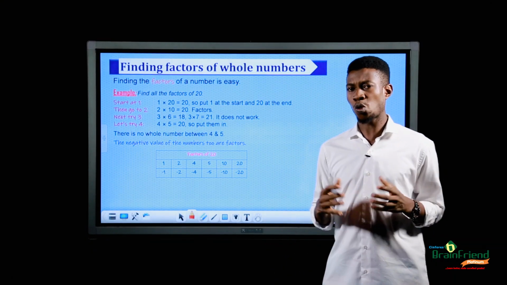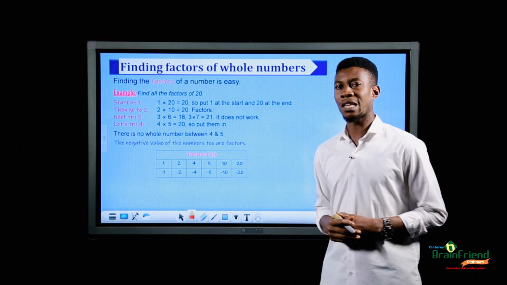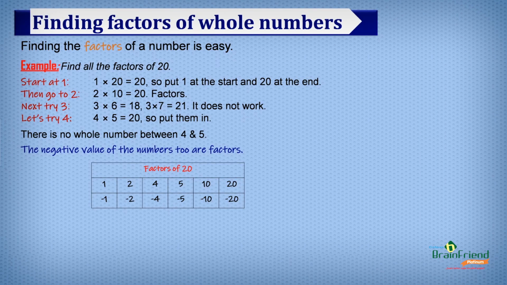Finding factors is quite easy. We have an example. The example says find all the factors of 20. Now the first thing to do is to start at 1. Now 1 multiplied by 20 gives us 20. So for example, when you have any number, you start by 1. This is like a guiding rule. 1 multiplied by 20 gives us 20. So we start listing our factors. So our first factor is the number 1, and then we also list 20.